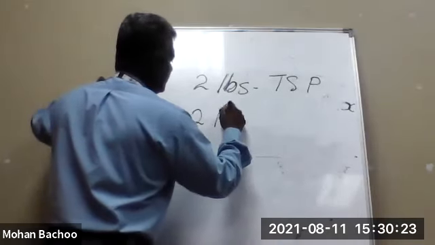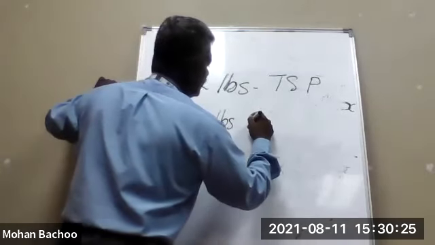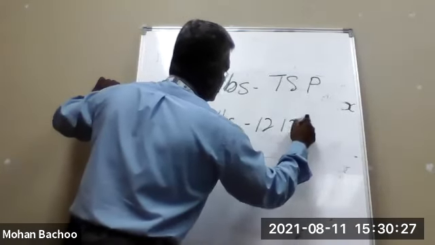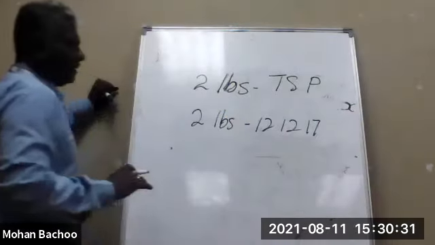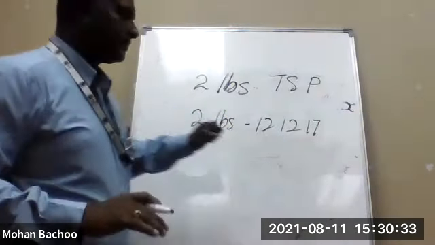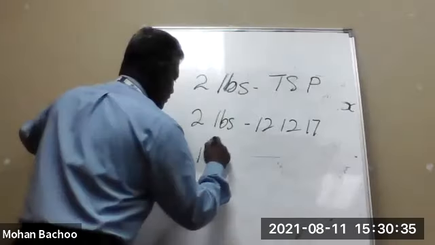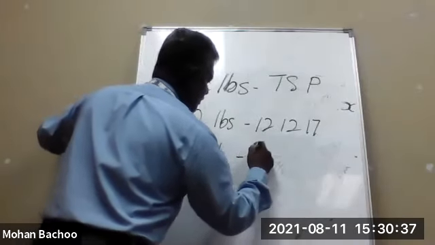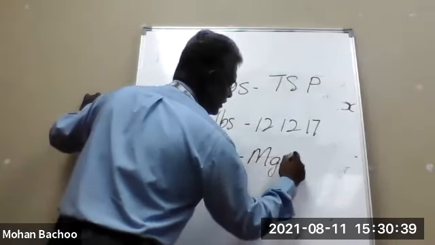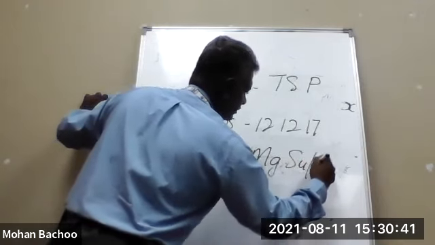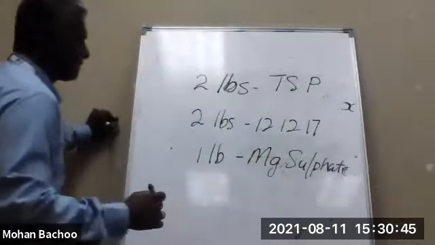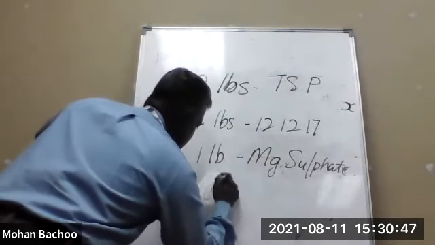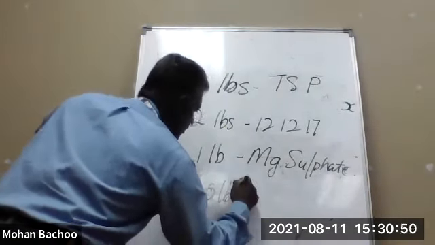2 pounds of blocker, the 12-17, right? 12-17. 1 pound magnesium sulfate. Right? And 10 pounds of white lime.